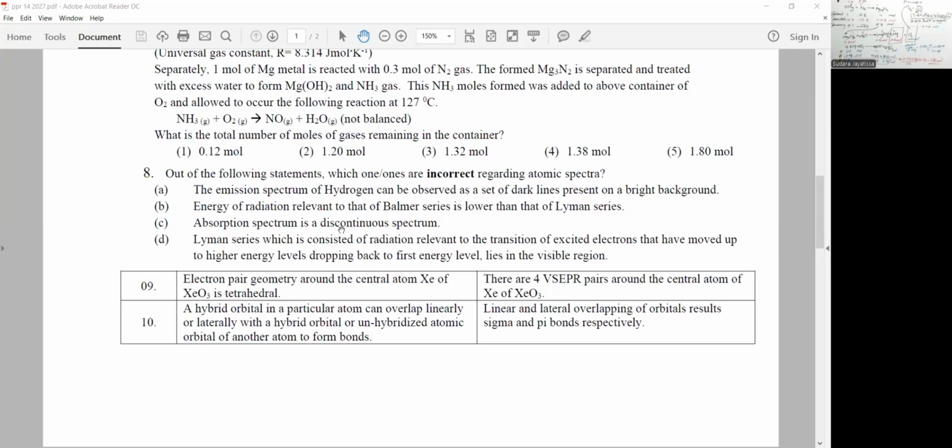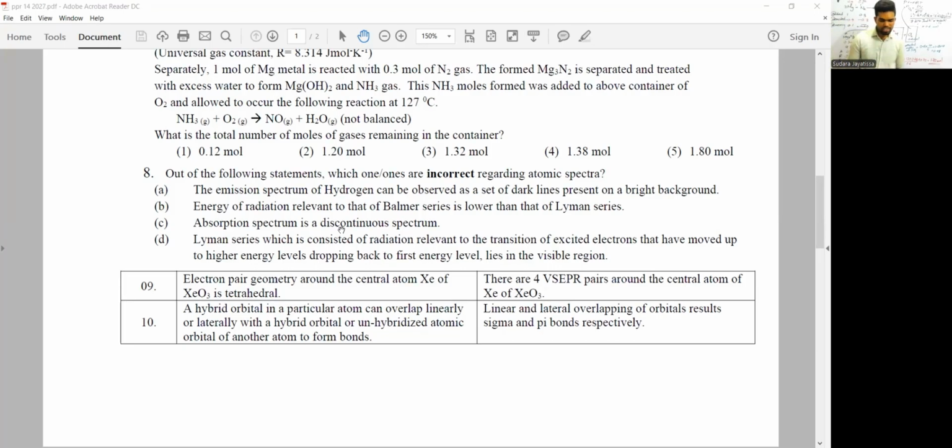Second one is true. Look at the next one. Absorption spectrum is discontinuous spectrum. Yes. Absorption, emission, they all are discontinuous. That means you will see some gaps. In absorption spectrum, you will see dark lines in colorful background. And in emission spectrum, you will see colorful lines in dark background. So however, it is not continuous. You will see gaps.